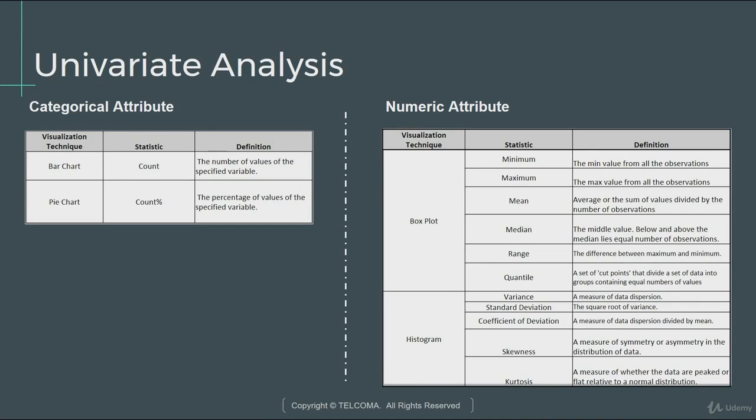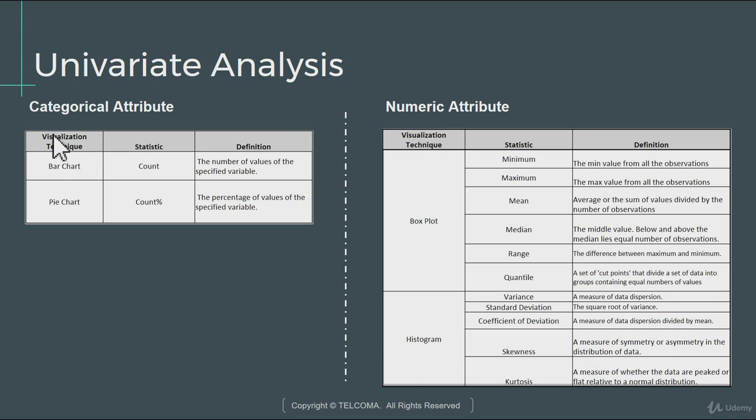Univariate analysis, as you would already know, is the study of a single variable at one point of time. Based on the kind of attribute you have, let's say a categorical attribute like gender, which would have values of male and female, or a numeric attribute like age, which could have values like 10, 15, or 25, the visualization technique and the statistic measure that you would use to interpret these variables will be different based on the kind of variable they are.